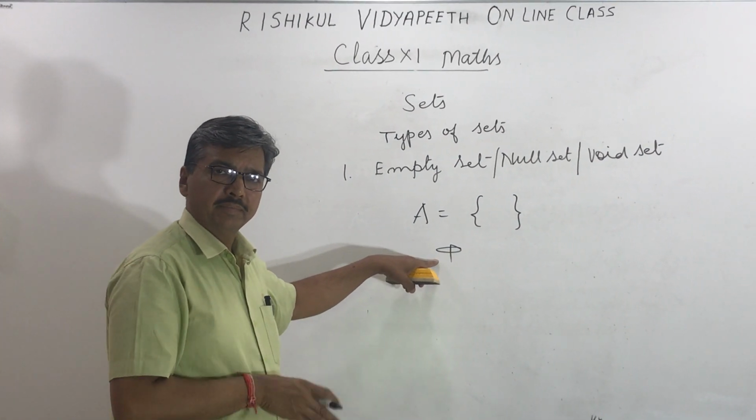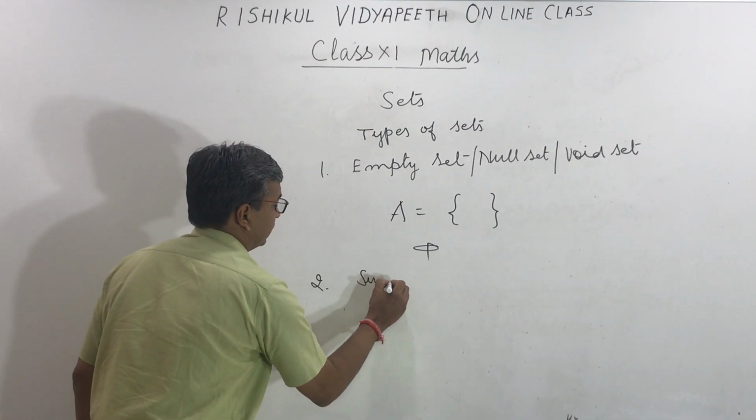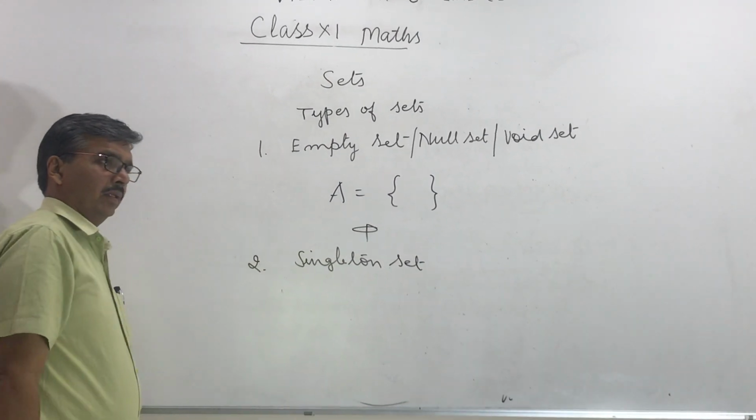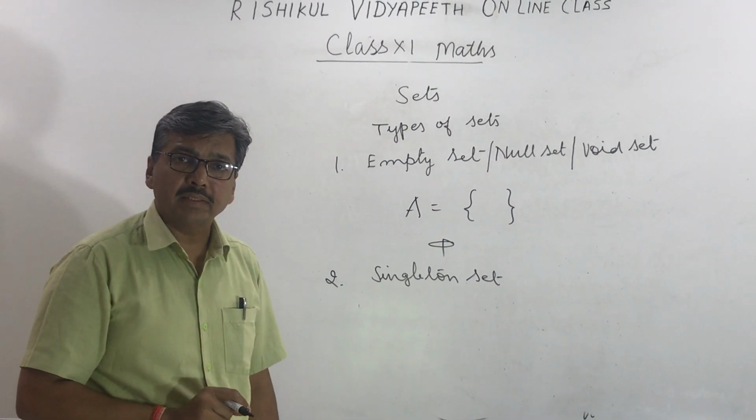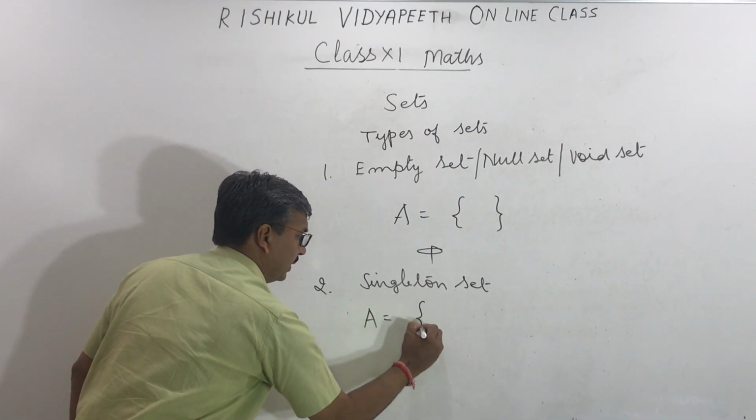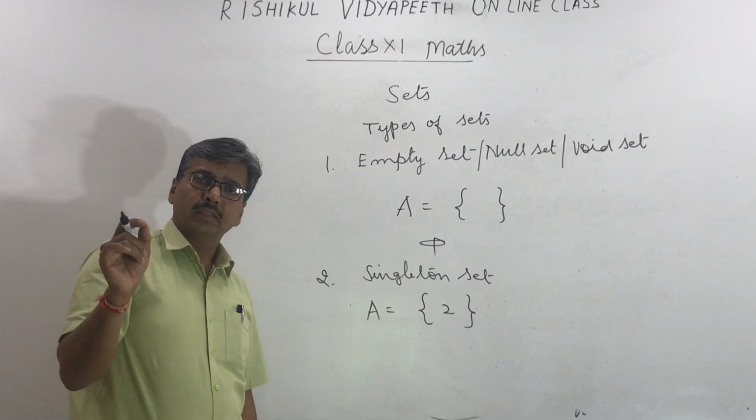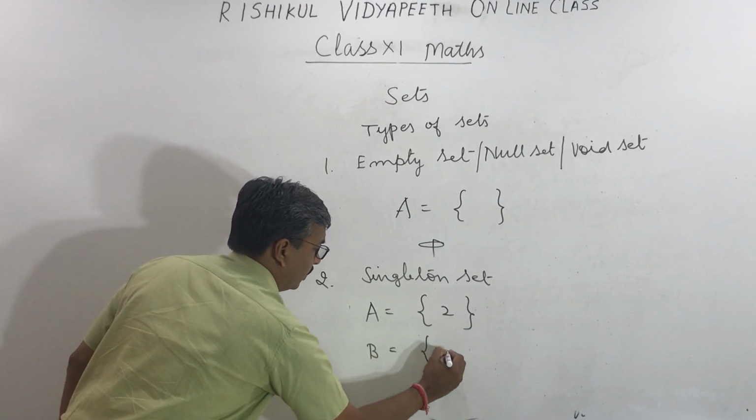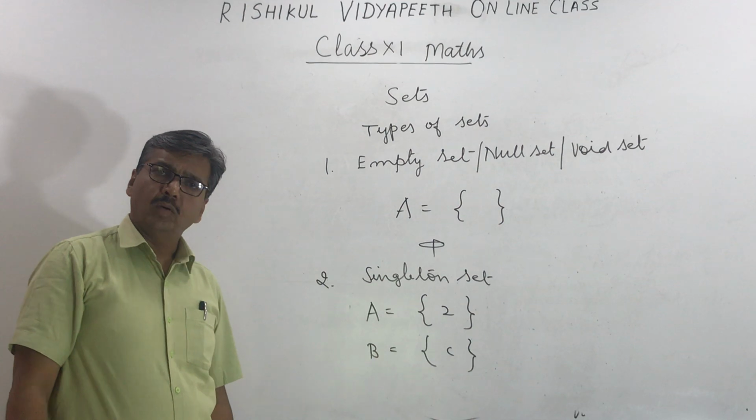This is phi. Okay. Second is singleton set. As is clear from the name, single means one. Therefore, a set A is said to be a singleton set if it contains only one element. We can write another example also, B equal to like this. These are singleton sets.